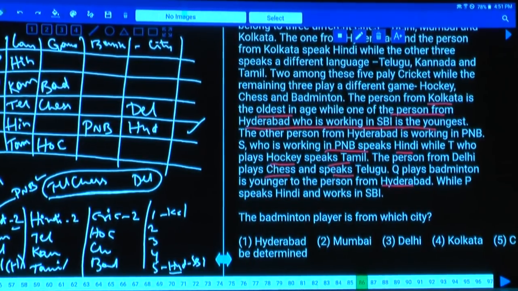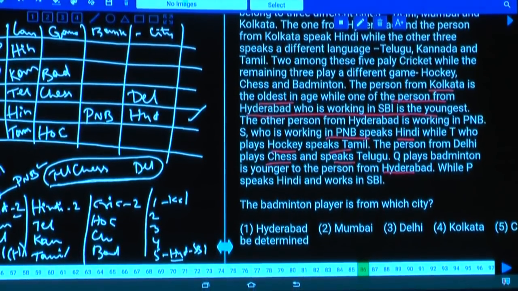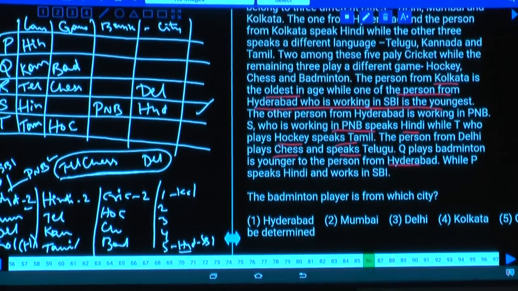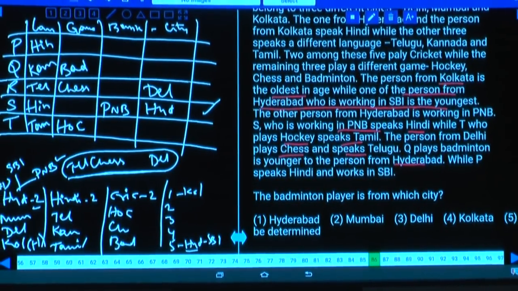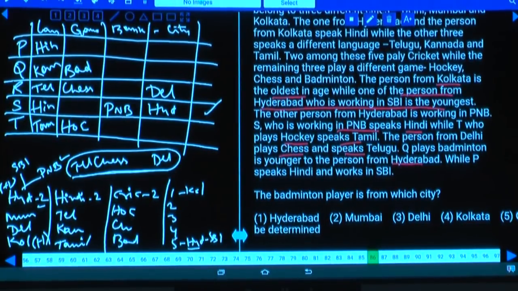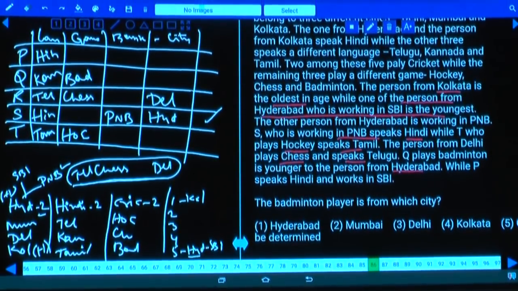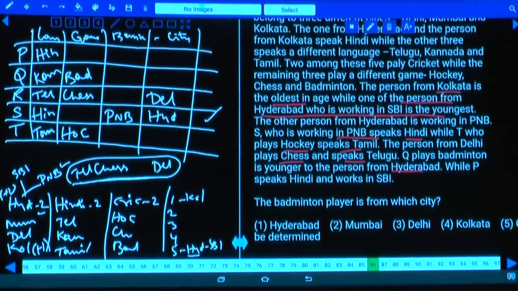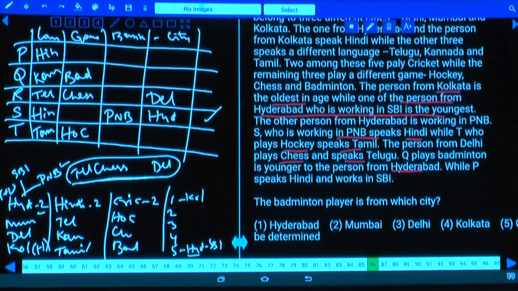Tell me who are the persons who are speaking. The person from Kolkata is the oldest. Two among them, the one from Hyderabad and the one from Kolkata, speak Hindi. One from Hyderabad speaking Hindi, and another person from Kolkata speaks Hindi. And who is that person from Kolkata? P is the person from Kolkata, isn't it?